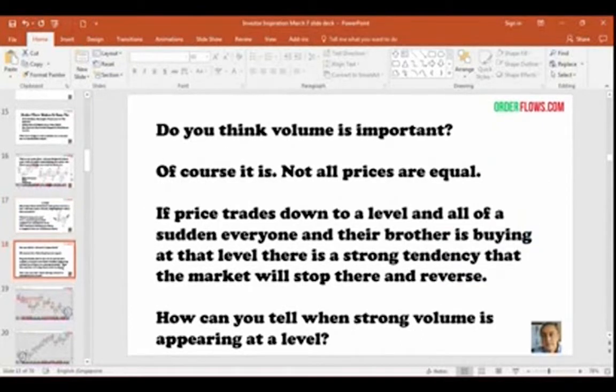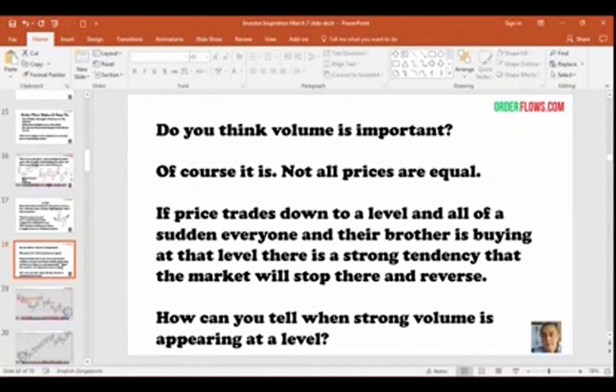Now, do you think volume is important? It is, okay? Not all prices are equal, right? Whether you trade one lot at a certain price or you trade 5,000 lots at that same price, which do you think has more value to it? Which is more important, the one lot that you traded or the 5,000 lots that you traded? So, it's that information you can take and process and make trading decisions. So think about it. If price trades down to a level and all of a sudden everyone and their brother comes in at that level and starts buying, okay, there's a strong tendency for price to stop at that level and reverse.